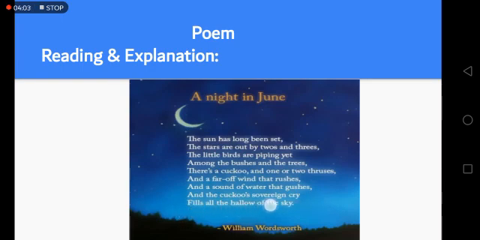And the cuckoo's sovereign cry fills all the hollow of the sky. And the cuckoo's sovereign cry fills all the hollow of the sky, means all the spaces of the sky are filled with the beautiful things around him.